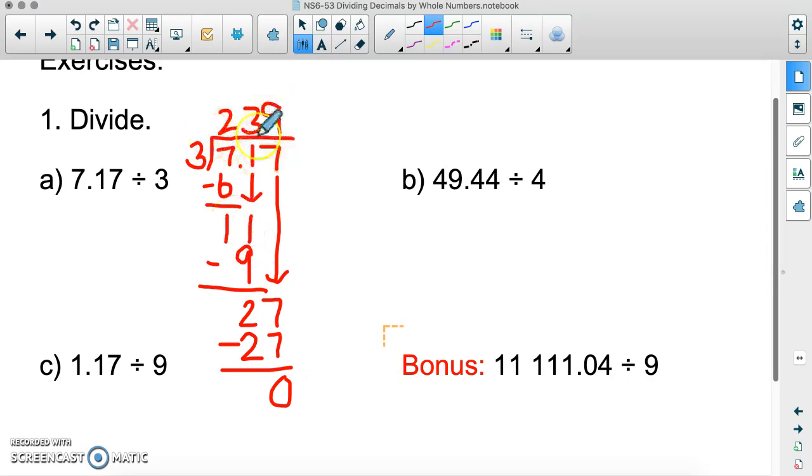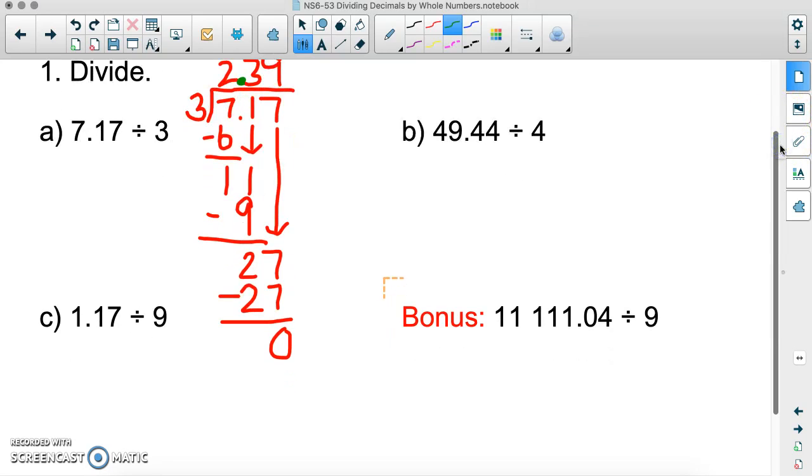Now I need to put my decimal back in. I'm not done yet. So my decimal needs to go straight above where it was in my question. So 7.17 divided by 3 is 2.39. I want you to try B, C, and your bonus on your whiteboards before you continue on with your screencast.